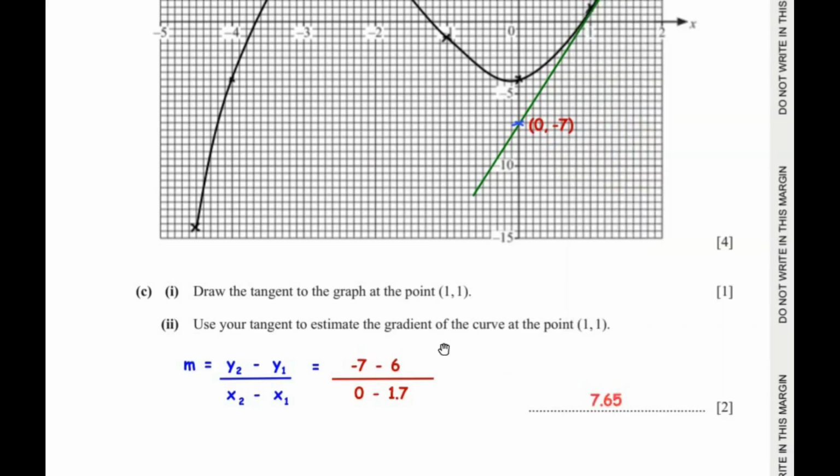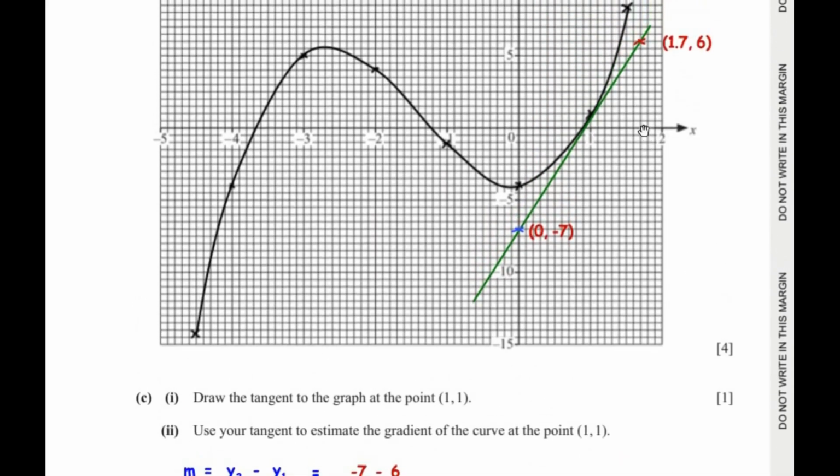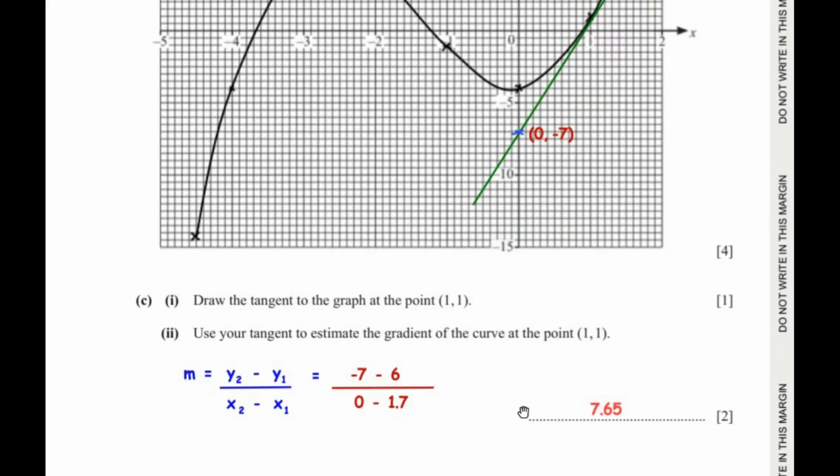In the marking scheme they have given the accepted values are between 6 to 14, given the fact that you have drawn the tangent correctly at point 1, 1. Now moving on to the next sub question.